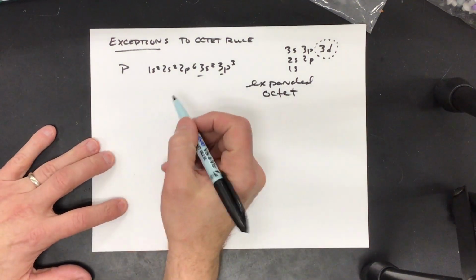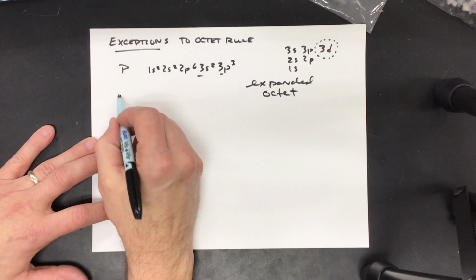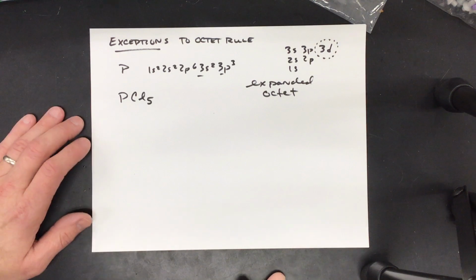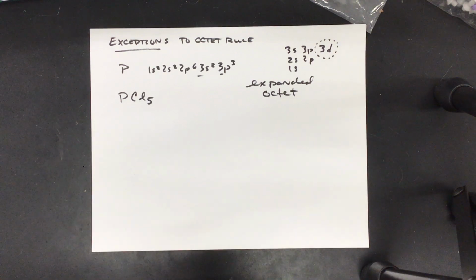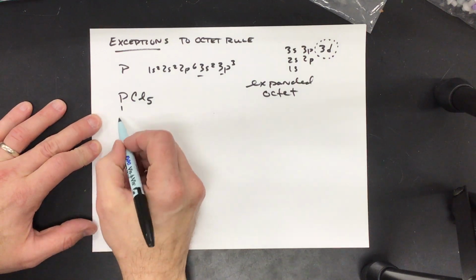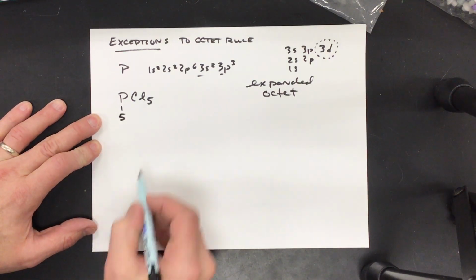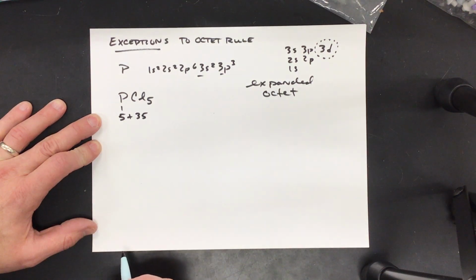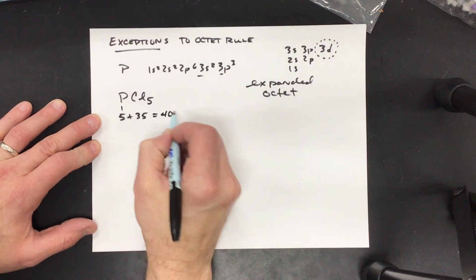So if we're going to draw a molecule of phosphorus, let's do PCl5. What we want to do is the Lewis structure. So a little bit of review on that, right? First step, number of atoms times the group number. So phosphorus in group 5, there's 1 of them. Chlorine's in group 7, so there's 5 times 7. So that gives us a total of 40 electrons.